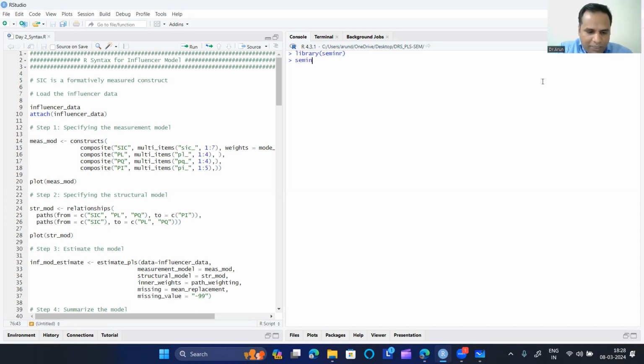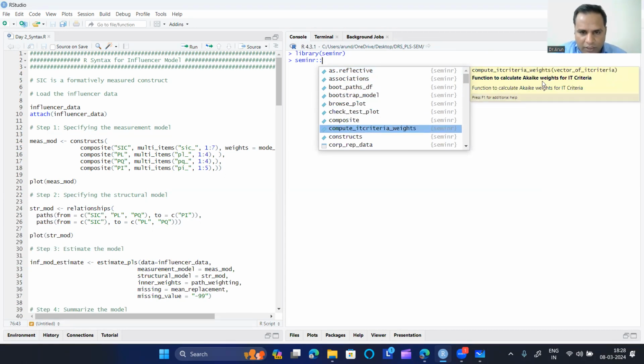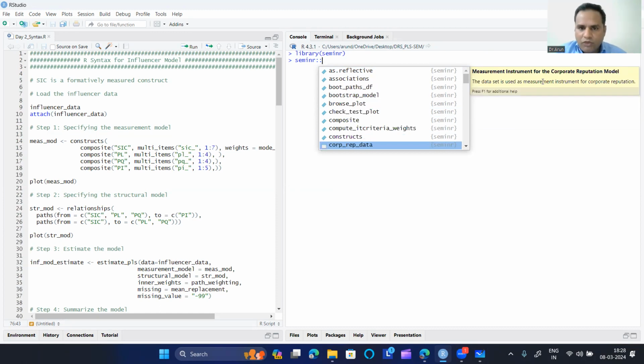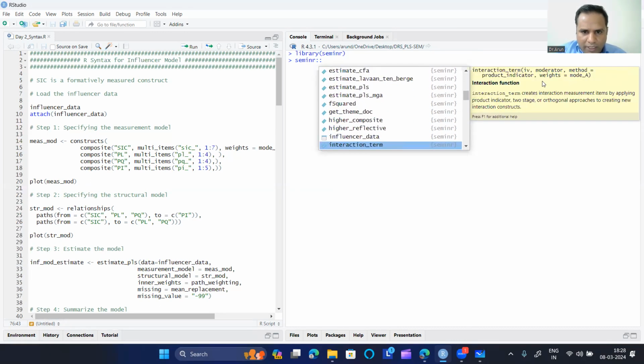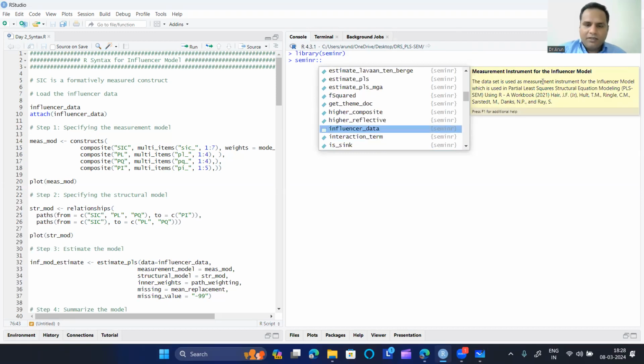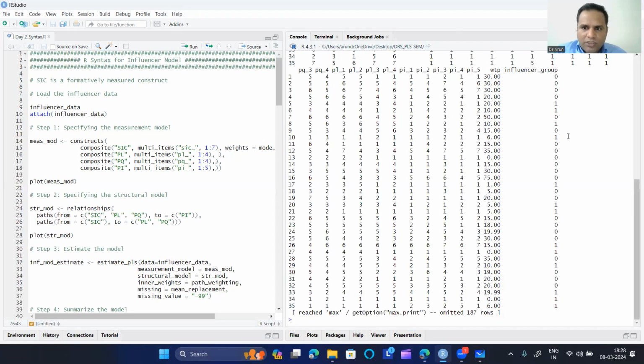Now, if you simply type seminar and put two colons, you'll get all the functions and all the data which is there. Here there is one corporate reputation data. If you remember, last time we used this corporate reputation data, which was shared with you. Now we are going to see one more data, known as influencer data. So seminar, double colons, influencer data. If I press enter, we get this data.